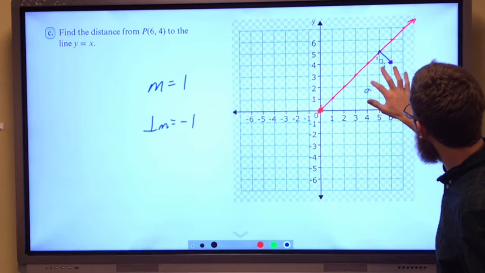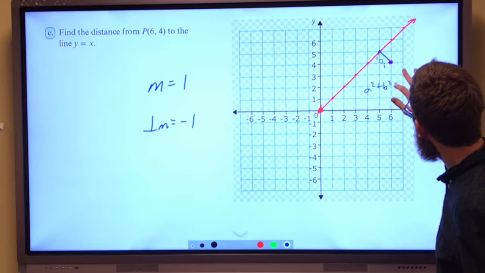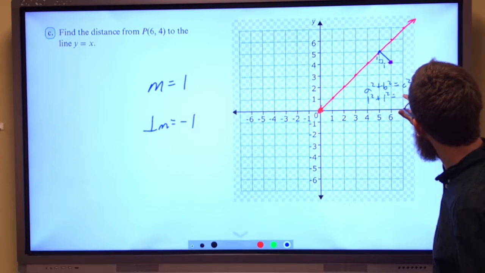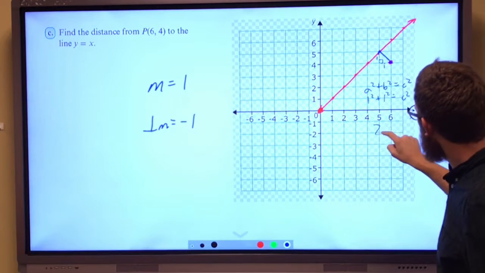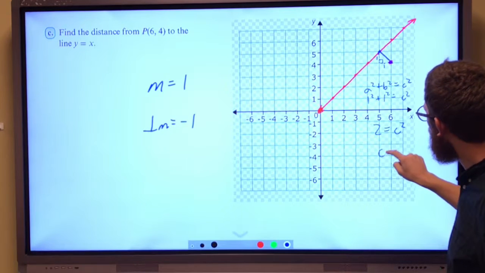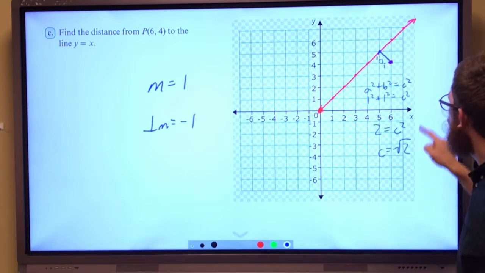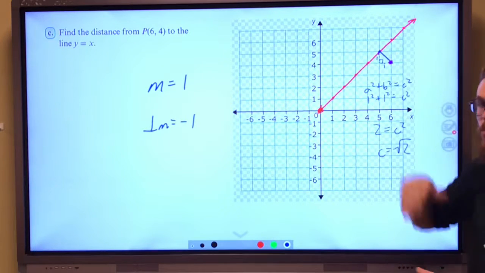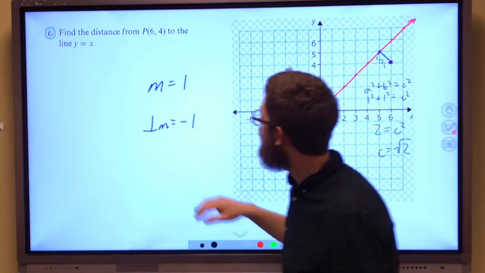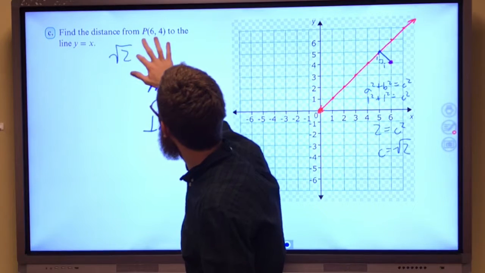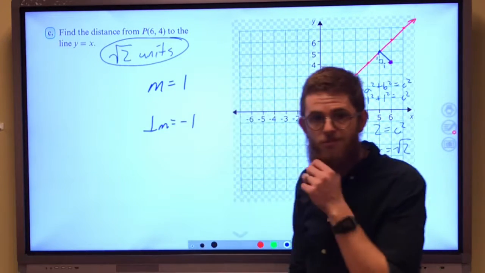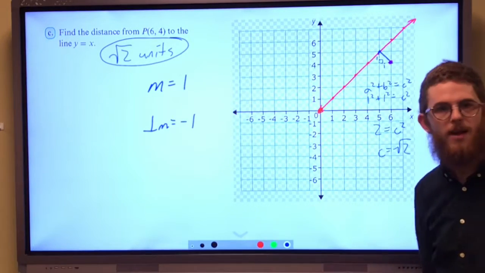And so a squared plus b squared equals c squared. 1 squared plus 1 squared equals c squared. That's 2 equals c squared, and so c would equal the square root of 2. The distance between that point and the line is the square root of 2 units. Why round? Just leave it that way.